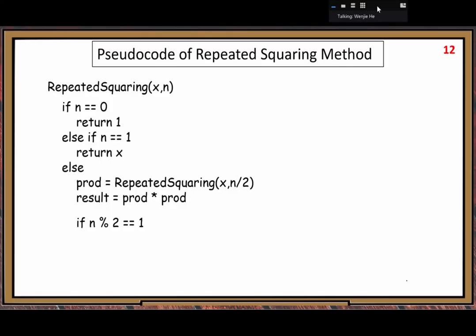When n mod 2 equals 1, that means n is odd. Mod, the percent sign, is the modular operation. N mod 2, the remainder is 1. Remainder equals 1, so it's an odd number. If it's an odd number, your final result should be this value times another x, because when you do division by 2, you truncate that remainder part.